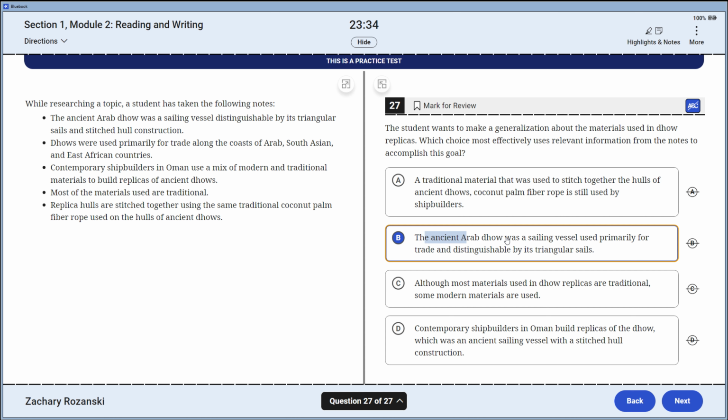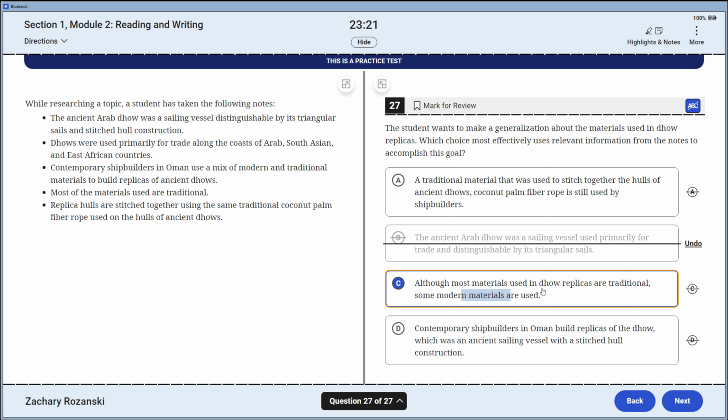The ancient dhow was a sailing vessel used primarily for trade. No, that's not about the material. That's how it was used. A generalization about how it was used. Although most materials used in dhow replicas are traditional, some are modern. A generalization about the materials. What's the generalization? Most are traditional and some modern.